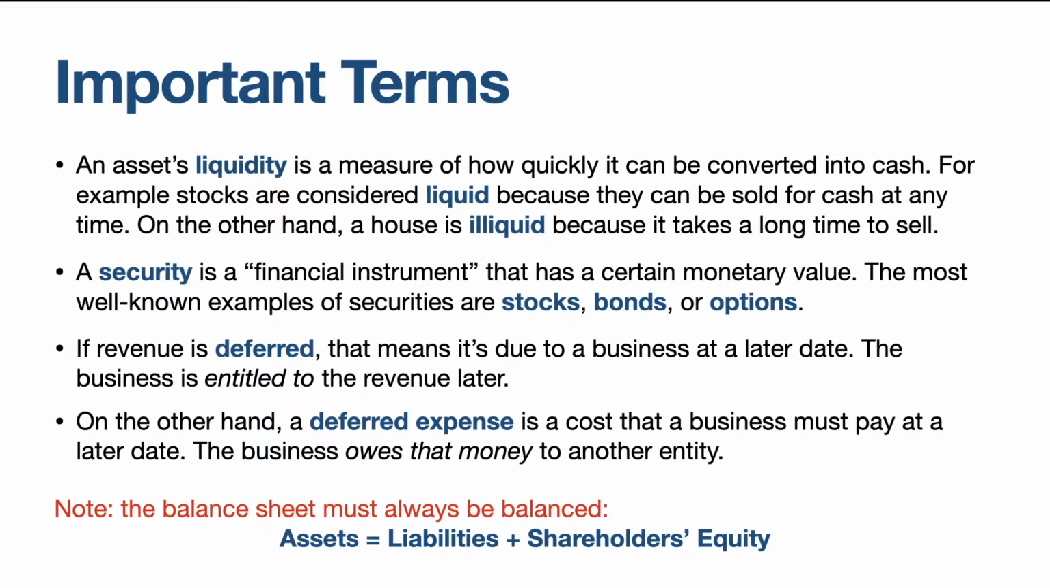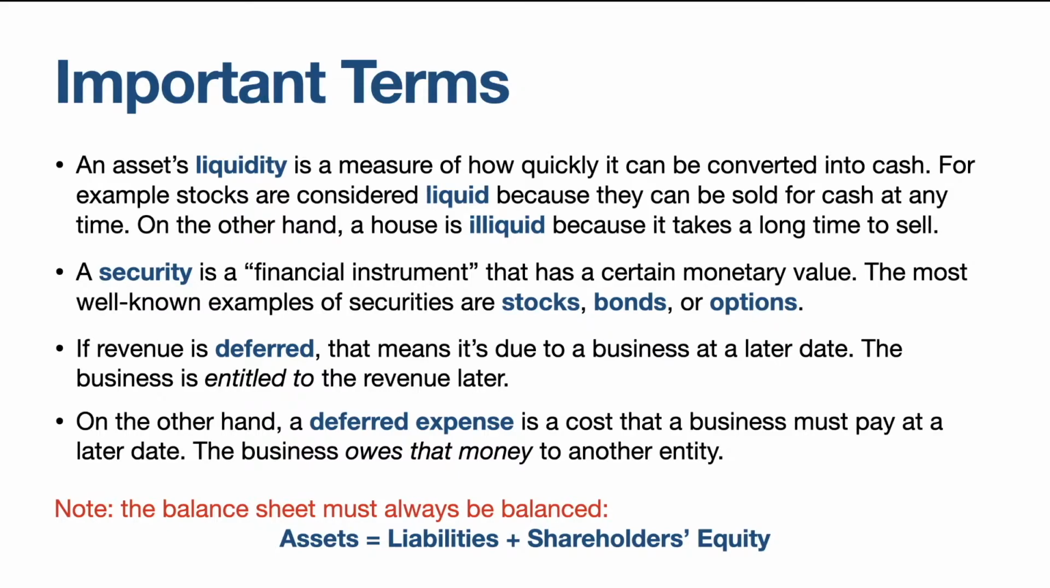The third important idea is deferral, and we'll be talking about it from an accounting perspective. In everyday use, deferral means to put something off or to postpone it, and it has a similar meaning in accounting. Deferred revenue is revenue that is due to a business at a later date, so the business is entitled to that money later. On the other hand, we have deferred expenses, which are expenses a company must pay at a later date. In this case, the company owes the money to another entity.